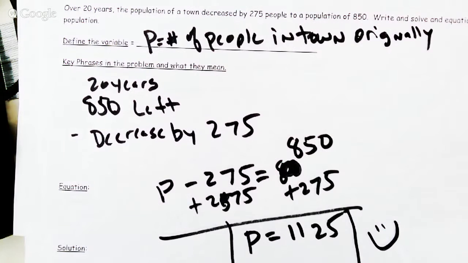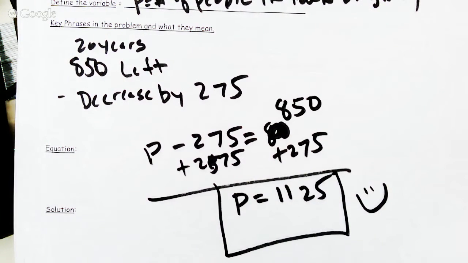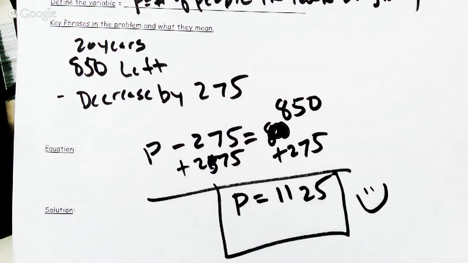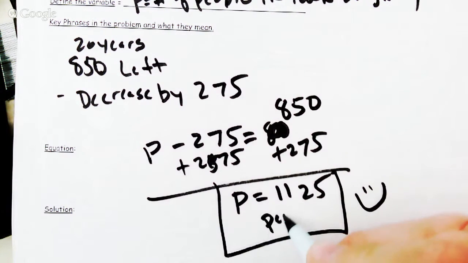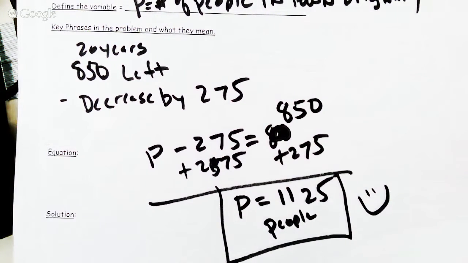Smiley face because I feel I'm right. I missed a half point on this one though. What do I got to put because it's a real life? Yeah, units. Units, you got to explain what it is. What's the units on this? People. Or you could say people originally or people that started out in the town. But you do have to put something when it's a real life situation.